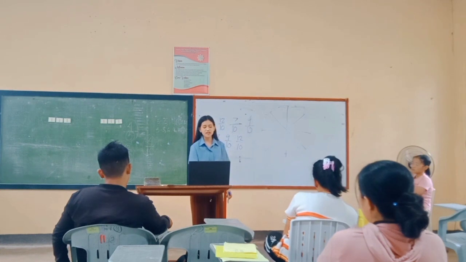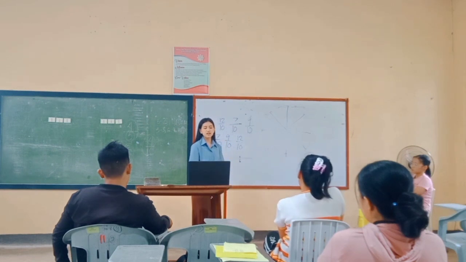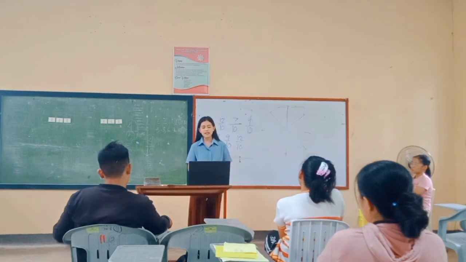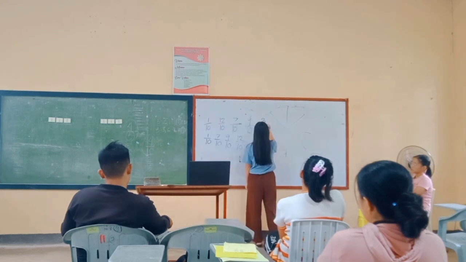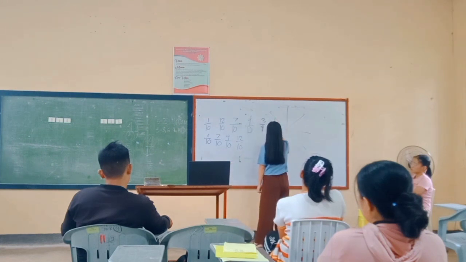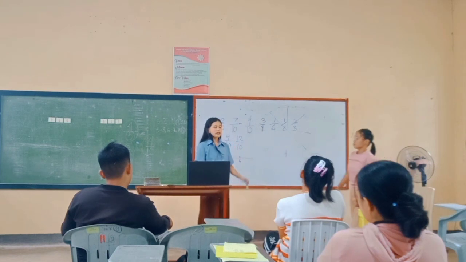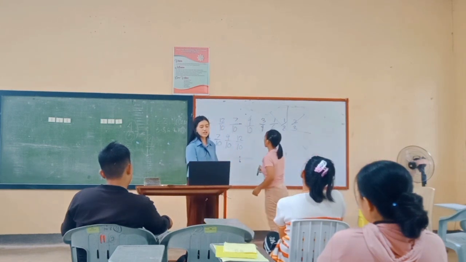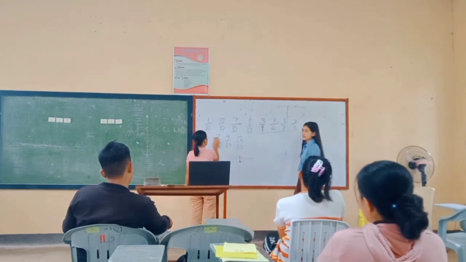So that is for ordering similar fractions. Let's proceed to the next, which is ordering dissimilar fractions. For example, order these fractions from least to greatest: 3/4, 5/6, 1/2, and 2/3. These are unlike fractions since they have different denominators. Did you notice it, class? They have different denominators. Yes, ma'am.